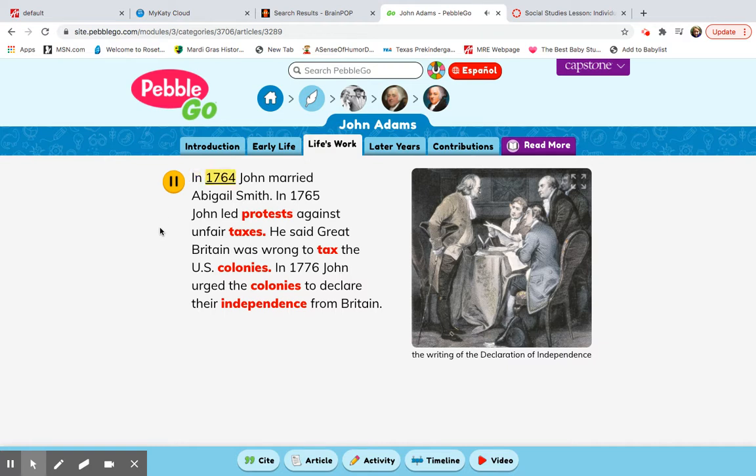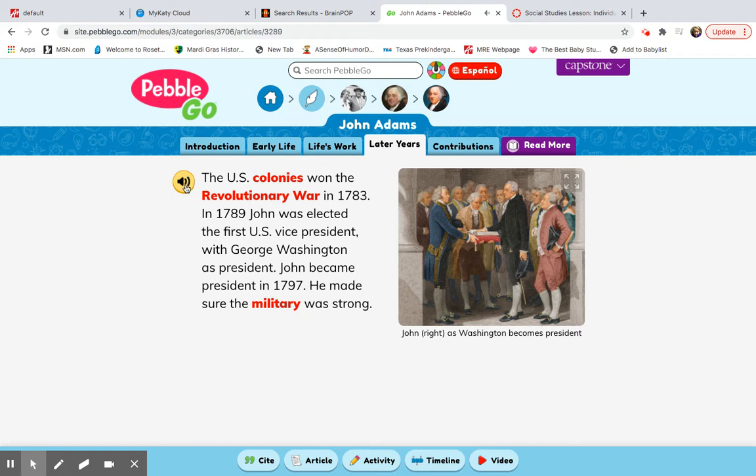In 1764, John married Abigail Smith. In 1765, John led protests against unfair taxes. He said Great Britain was wrong to tax the U.S. colonies. In 1776, John urged the colonies to declare their independence from Britain. The U.S. colonies won the Revolutionary War in 1783.